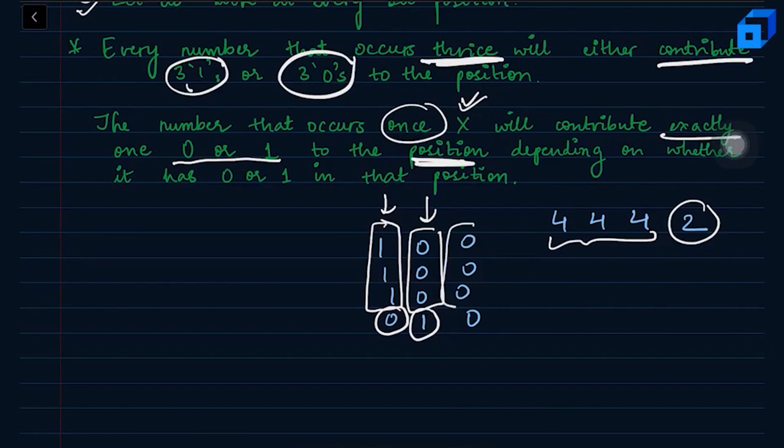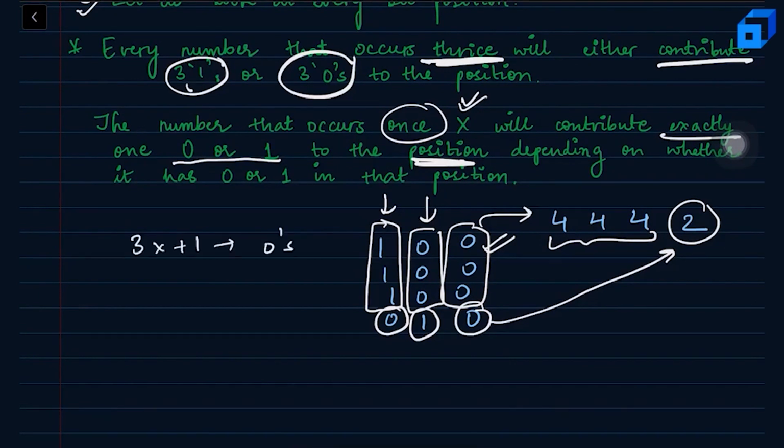And here 3 zeros are being contributed from the 3 4s, and 1 zero is being contributed from the number 2. So you will see that at every bit position, we will have either 3x plus 1 zeros, or we will have 3x plus 1 ones, depending on the bit values of the number x.